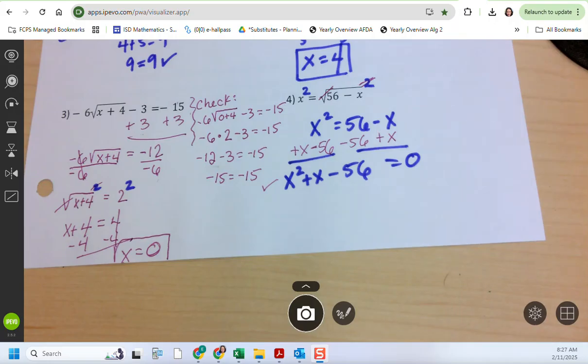All right, talk to your neighbor real quick. How should I solve this? What should my strategy be? Talk to your neighbor, see what they think. I'm going to check in on my students real quick. All right, what's the strategy?